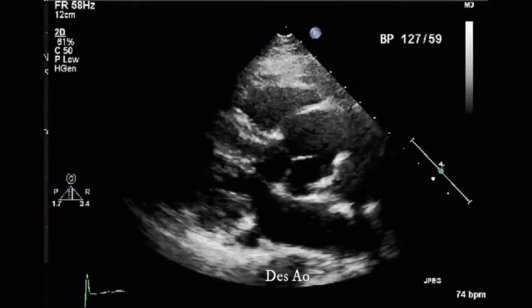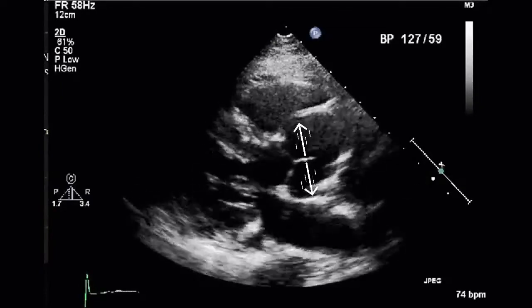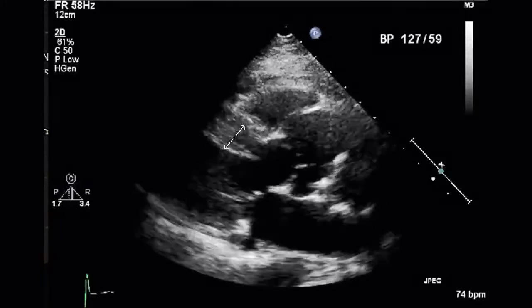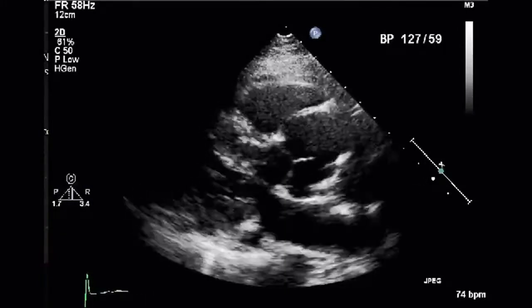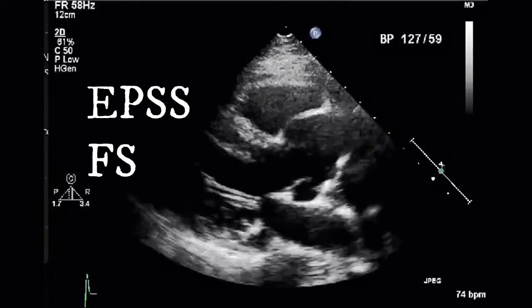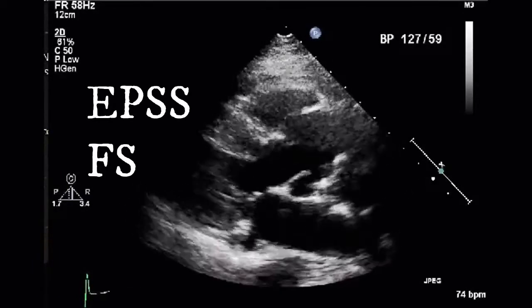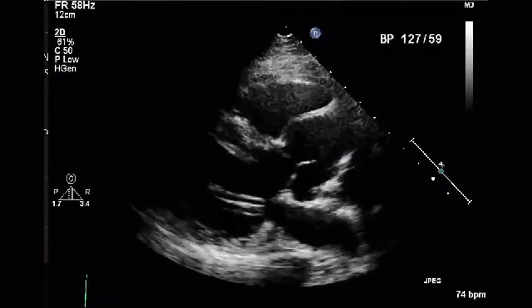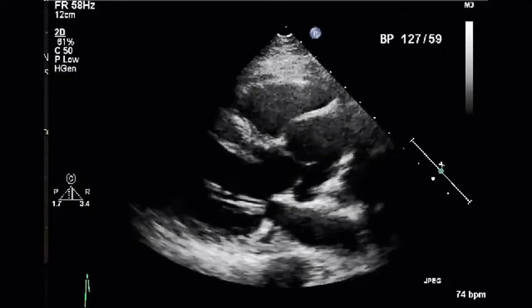The most striking abnormality seen in this clip is a dilated aortic root. The left ventricular walls appear hypertrophied. The LV appears to contract well. We can determine EF by measuring the EPSS or fractional shortening. This was explained previously. Let's take a look at some of the other measurements we can do here.